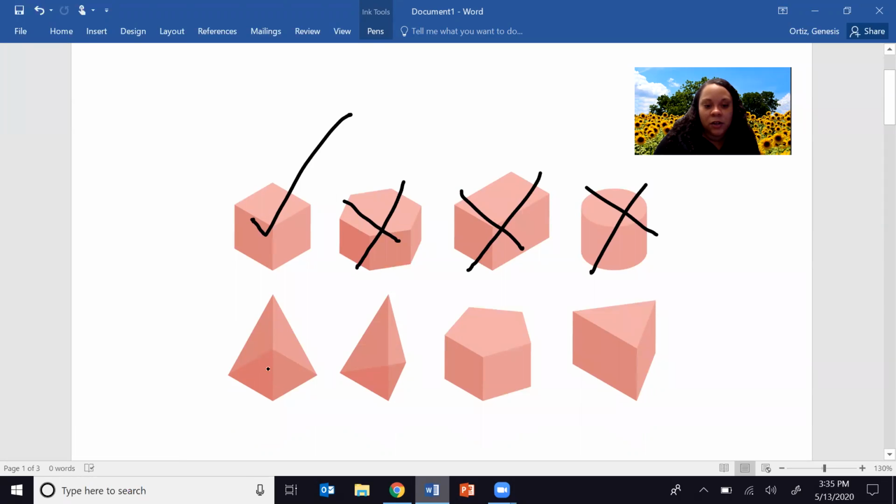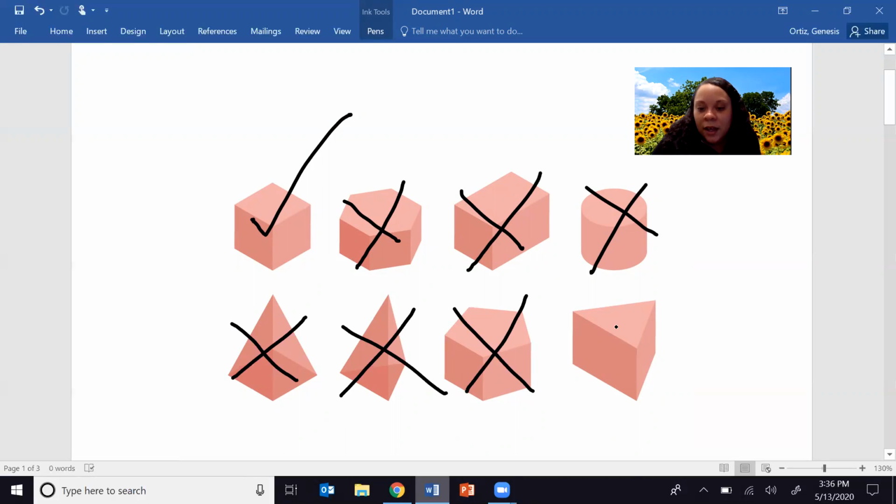This one is called, I believe, a pyramid, and it has one face which is a square, but we know that it is not a cube because the other faces on the side, which also count as faces, are triangles. So no. This one is the same thing, just the bottom is a triangle face, so no. This one has faces shaped like squares, but it also has a pentagon face, so no way. And last but not least, this one has triangle faces, so I already know that's a no.